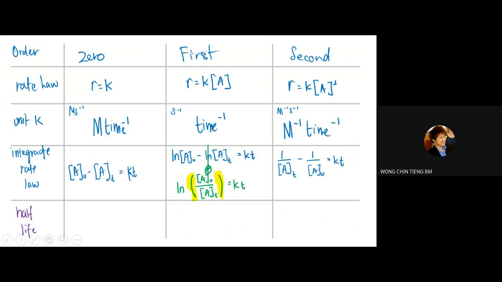Aina Izzati. Half-life for zero order, just zero order. T half equals A0 over 2K, perfect. Okay, kita akan banyak bincang half-life dalam soalan hari ini. Okay, dalam soalan hari ini saya tak ajar half-life lagi kalau kamu perasan. Okay, kita akan banyak bincang.